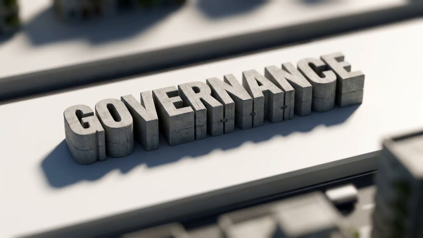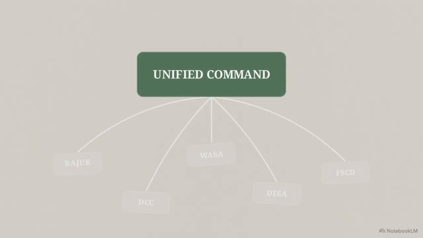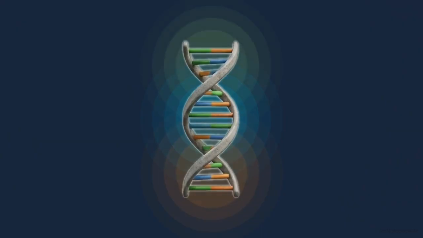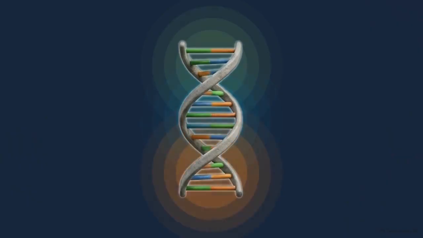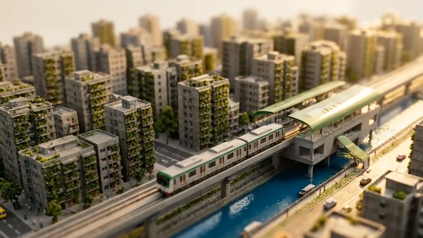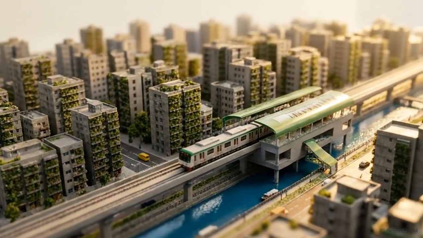The ultimate challenge isn't just physical, it's institutional. For these plans to succeed, fragmented government agencies have to overcome their silos and coordinate a single, unified response. If Dhaka can successfully rewrite its urban DNA through this three-system approach, it will show the world how a megacity can move past a state of permanent crisis and build a model for long-term survival.